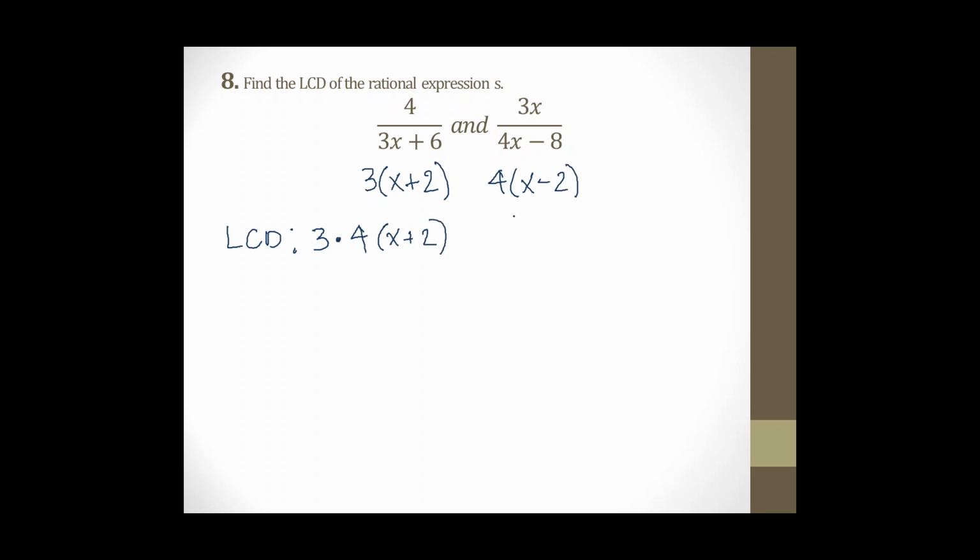And I need to have an x minus 2. So every factor, my least common denominator needs to represent all of the common factors. And in this case, there's nothing in common. So basically, I have to include everything to get the least common denominator. So finally, it's going to be 3 times 4 is 12 times x plus 2 times x minus 2. So that's your least common denominator.